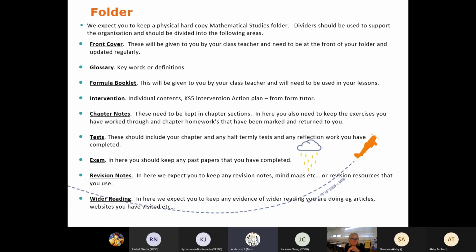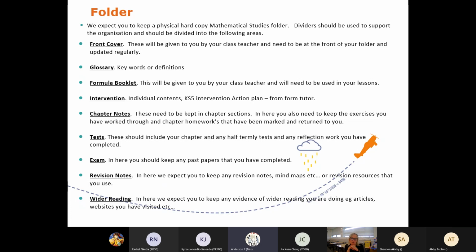There will be your notes from every chapter. Okay, so exercises that you've worked through, homework, as well as any notes that you take in class. You should have a section for any tests that we do. So your end of chapter test, any half-termly tests that we do. We will be doing past papers regularly, so that you will have an exam section.